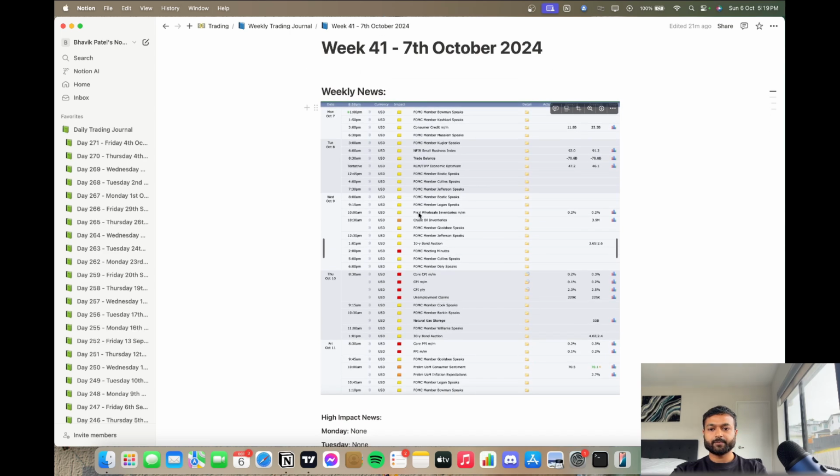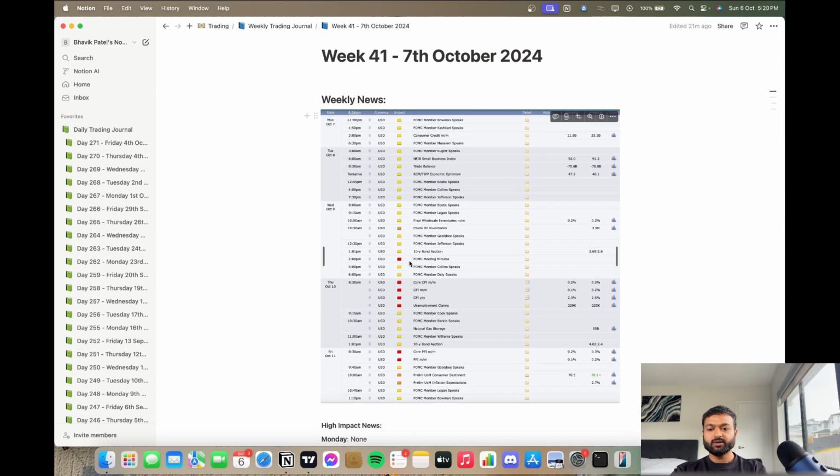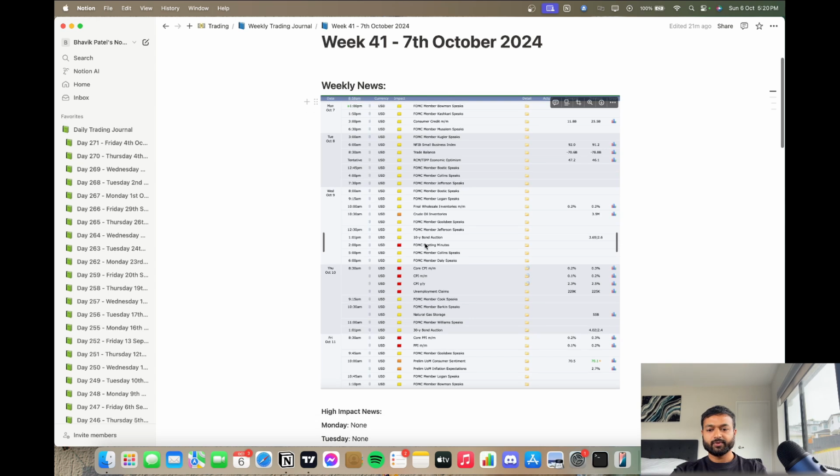So pulling up the economic calendar, Monday and Tuesday have all low impact news. There are members speaking from FOMC, but I don't think that has too much impact on where price will go. On Wednesday, we do have FOMC meeting minutes, so I probably won't trade this day, not even in demo. I'll mainly be tape reading it and studying where that will go.